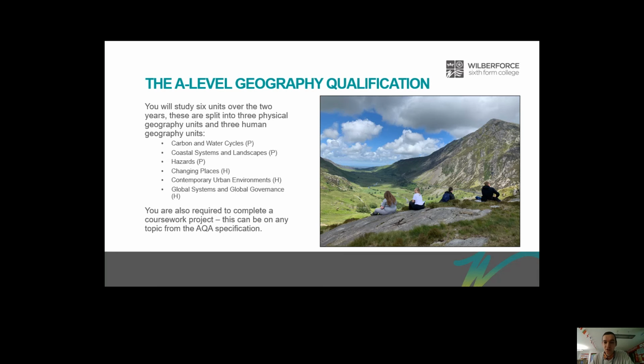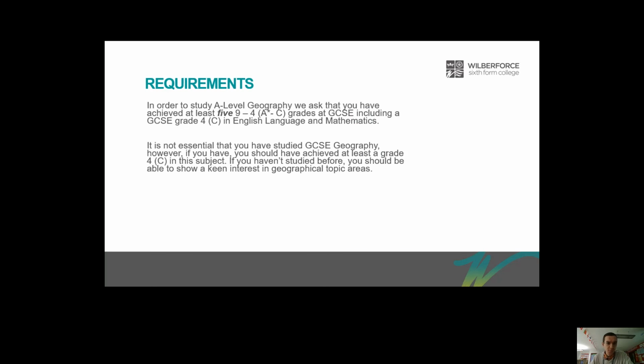But the coursework project can be on anything you want it to be. So if you have a preference for physical geography, you can choose to investigate a local issue to do with physical geography. If you prefer human geography, then that is your chance to specialise in that area. It doesn't have to be on one of those 6 units. It can be on absolutely anything which is covered as part of the geography specification.